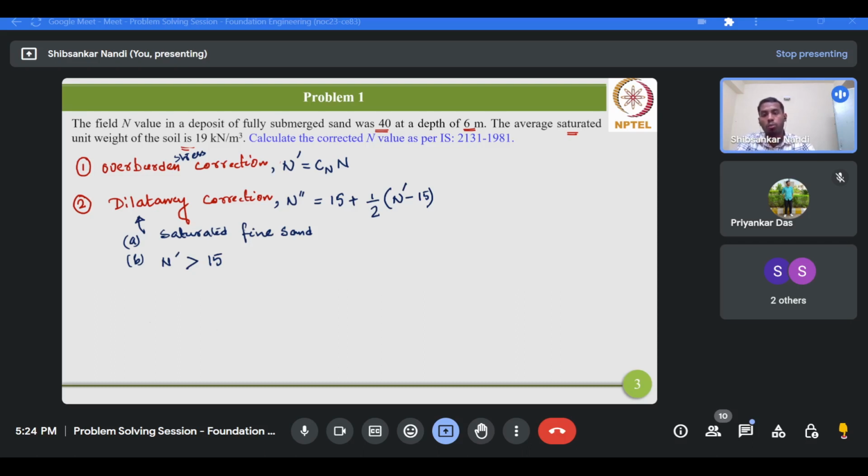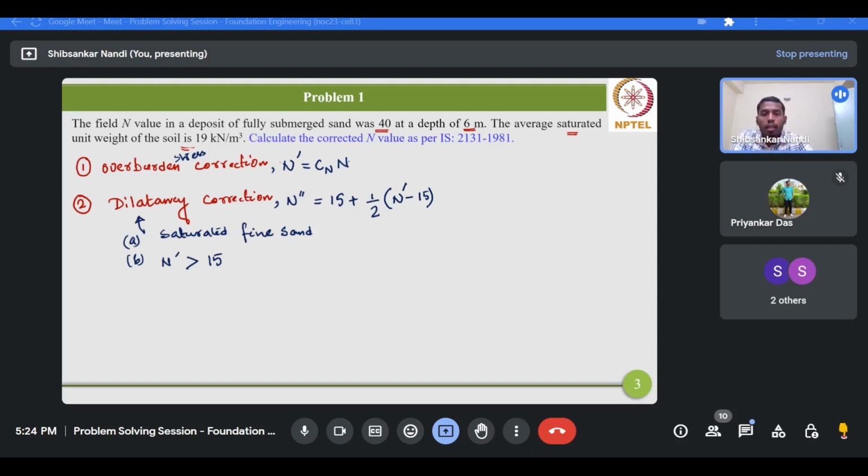We are overestimating due to these two conditions: the first one, saturated fine sand, and the next one, N prime greater than 15. That's why this dilatancy correction is required. I hope you have understood. Now we'll go back to the problem solving part.